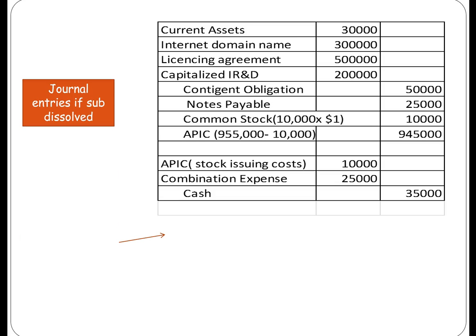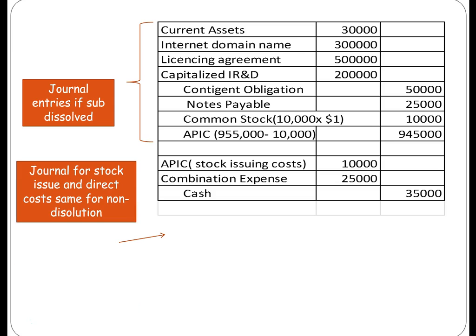You have the journal entries if the sub is dissolved, where we would book the assets at their fair market value, book the contingent obligation, the notes payable and the common stock, and also we need to do the journal for the stock issuing costs and the combination costs, and we need to credit cash.